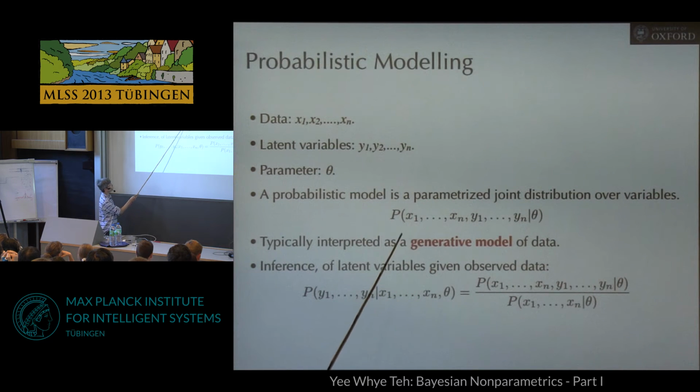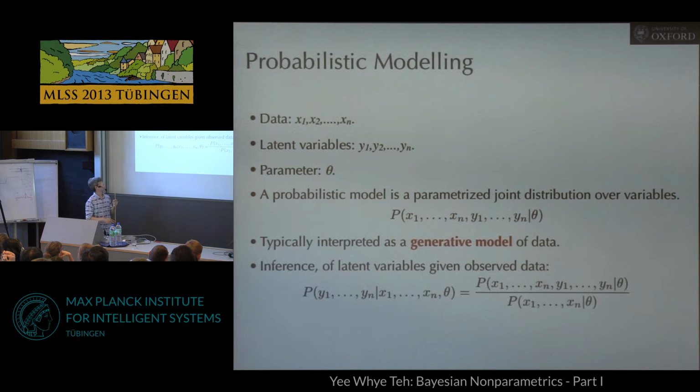So we have a joint distribution over this set of 2n variables, x1 to xn, y1 to yn, and they're going to be parameterized by theta. Okay? And we can typically think about this as a generative model. So we can think of this as basically the way our data may have been generated by the world. Okay? So we'll see some examples of this a bit later, just very abstract examples.